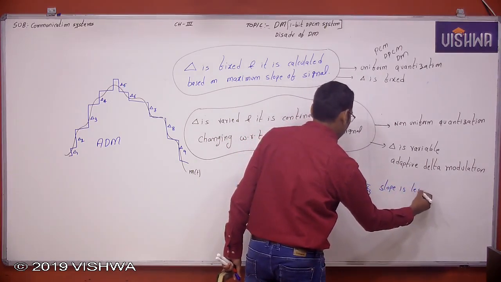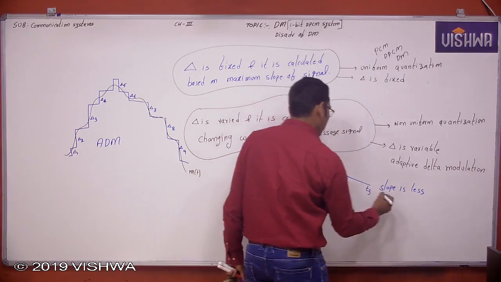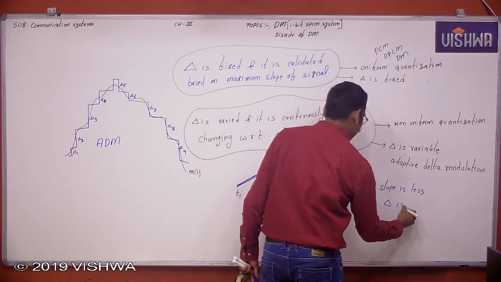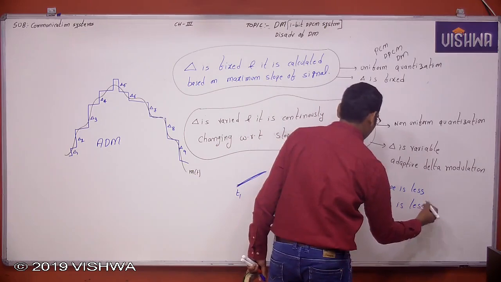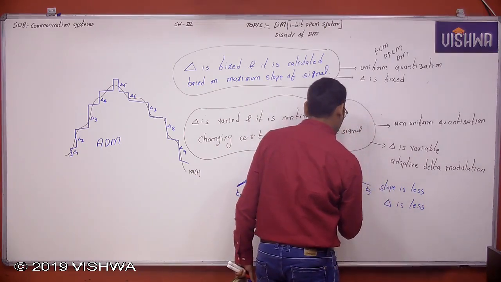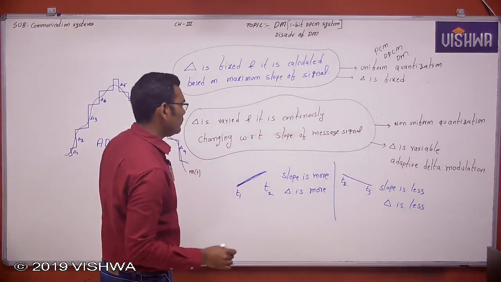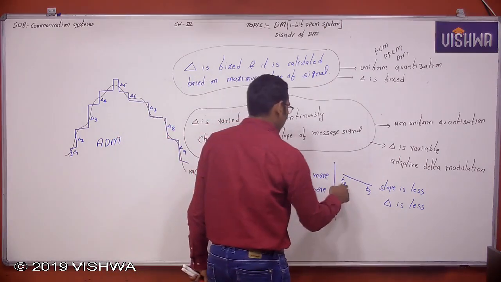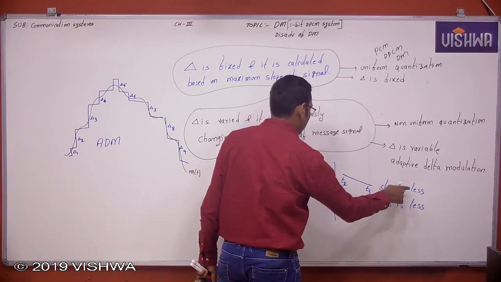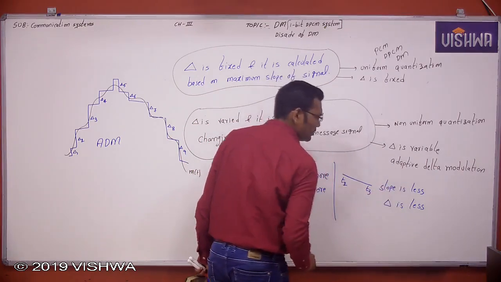Slope is less, so step size is also less. Slope is decreasing, so step size also decreases. Now during the duration of t2 to t3, slope is less, so step size is also less.